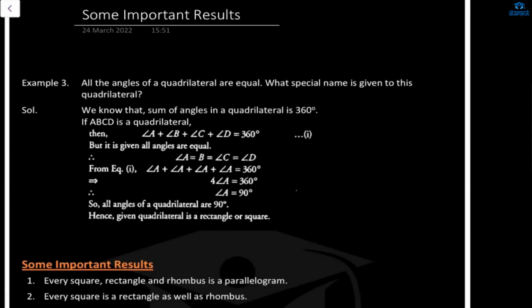Now let's see some examples. Any more doubts, anybody, in all the types of quadrilateral: parallelogram, trapezium, square, rectangle, rhombus, kite? Any doubt in any one of those? No, ma'am. Okay, let's see a question.